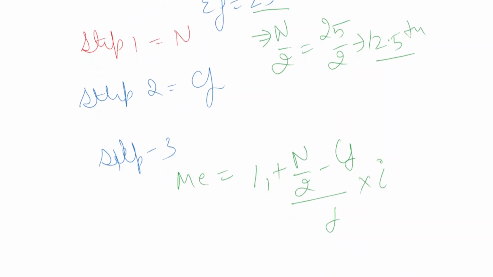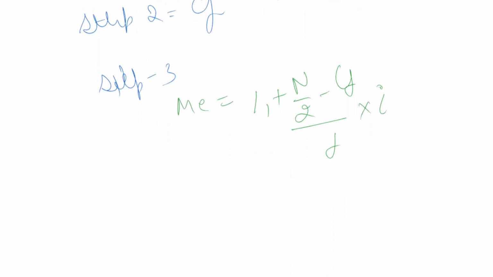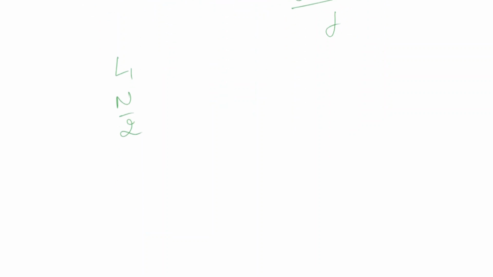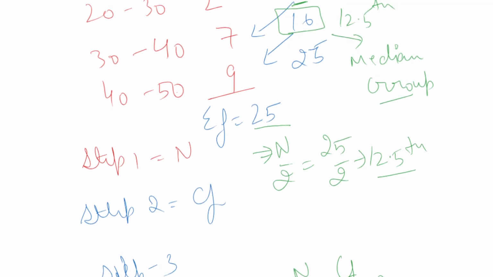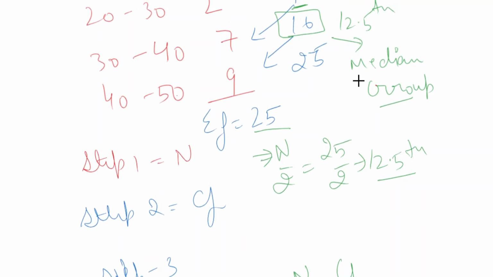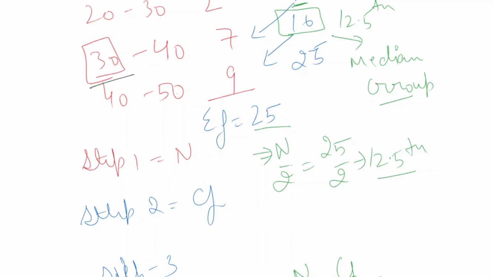Now let's try to find everything according to our formula. In this you need to find L1, n by 2, then you find CF, f and i. These all things you need to find, and then just plot it in the formula. L1 is the lower limit of your median group. This is your median group and the lower limit is this. So the L1 value is 30.